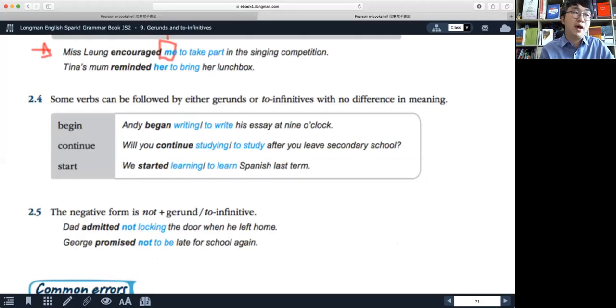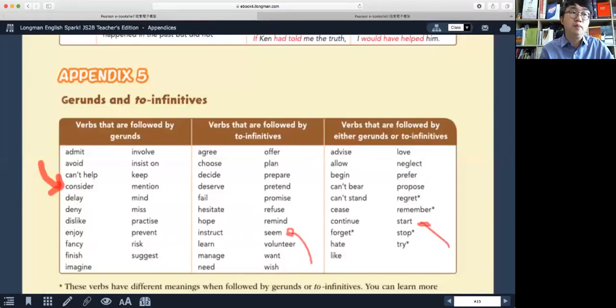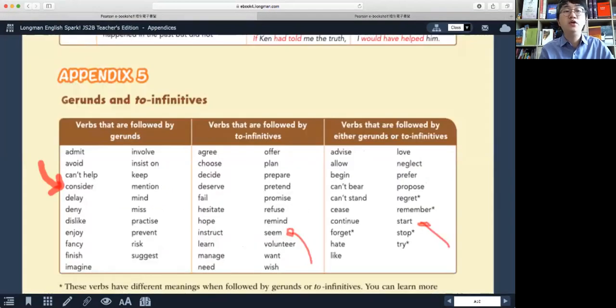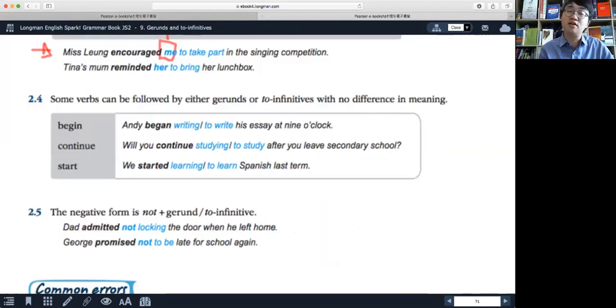All right, begin, continue, and then you can also see the verb start. So the verb start is here.